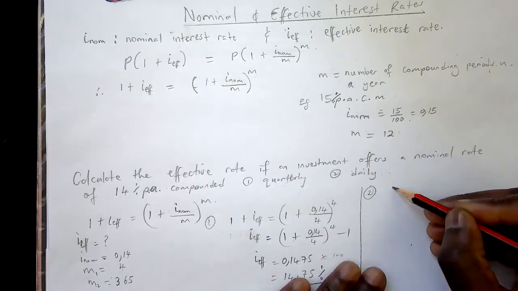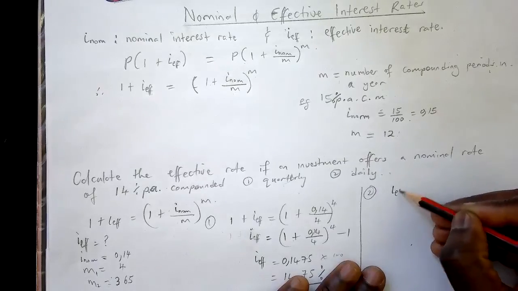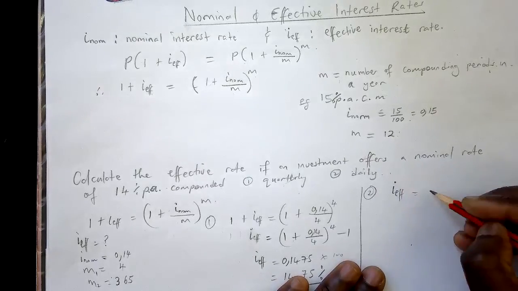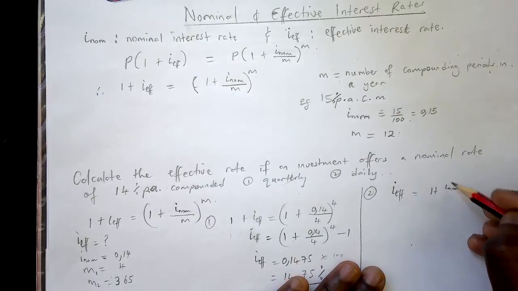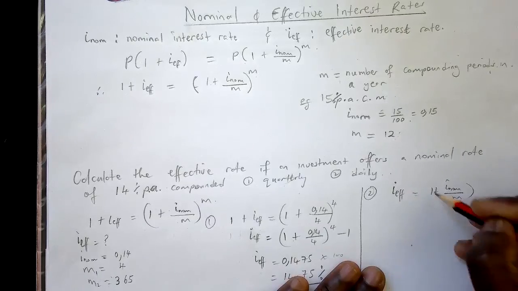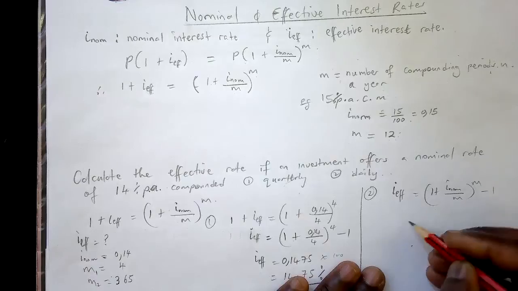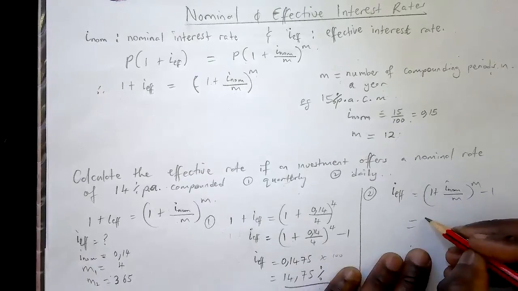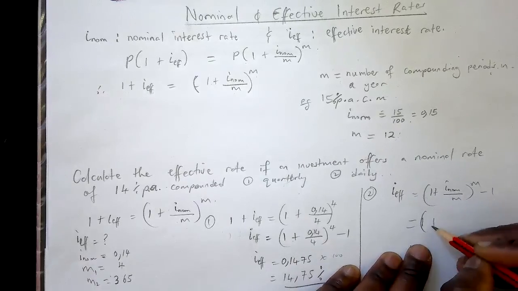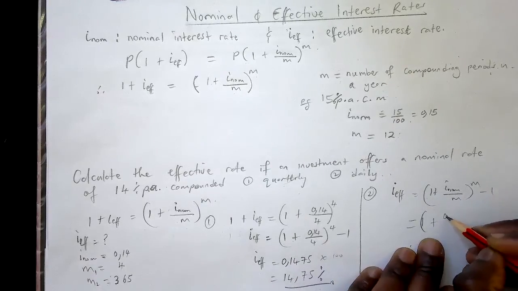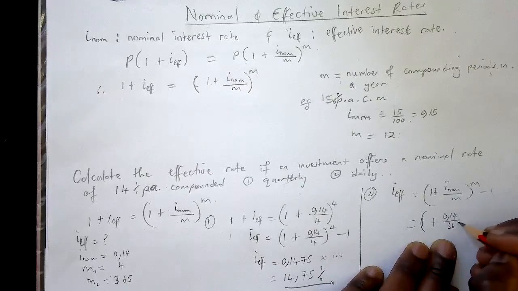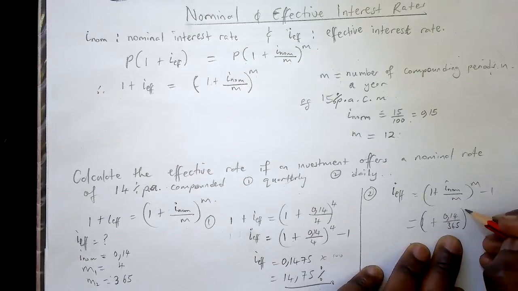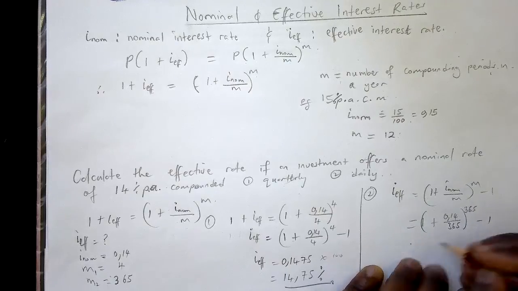You know that I effective is going to be equal to (1 plus I nominal over M) to the power of M, minus 1. Here, I nominal is 0.14. What about N? N is 365. What about M? M is 365, so to the power of 365, minus 1. What do we get there?